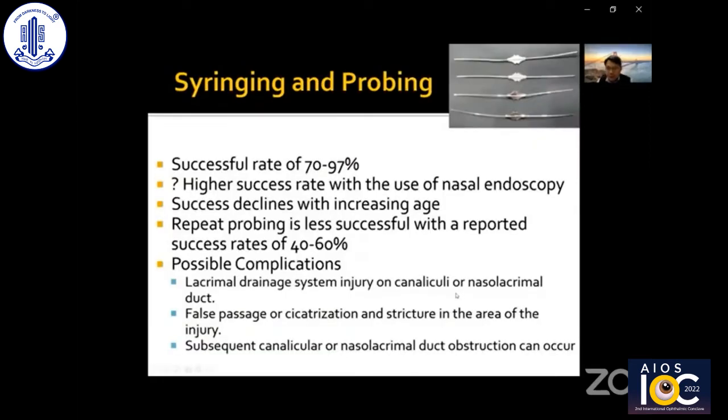The success rate of syringeal probing, even without nasal endoscopy, was reported up to 70 to 90%. But people feel that doing direct nasal endoscopy during the procedure could actually enhance the success rate. And as I have mentioned, direct visualization can ensure a proper procedure and also reduce trauma over the nasal cavity.